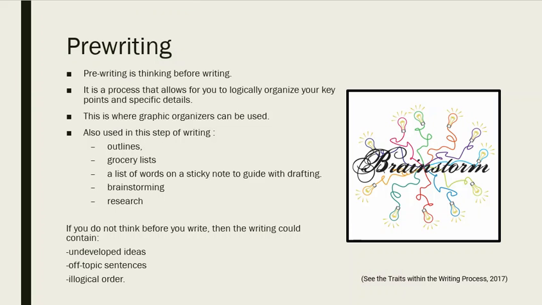Pre-writing is the first step. Pre-writing is when you're thinking about what you're going to write. You're going to do this beforehand. It's the process that allows you to organize your key points and details. You can use graphic organizers at this point in the pre-writing stage. You can also use outlines, grocery lists, where you just jot things down. You can scratch it out as you cover it. You can use words on sticky notes, brainstorming, research. There's all sorts of things that you can use in the pre-writing step.